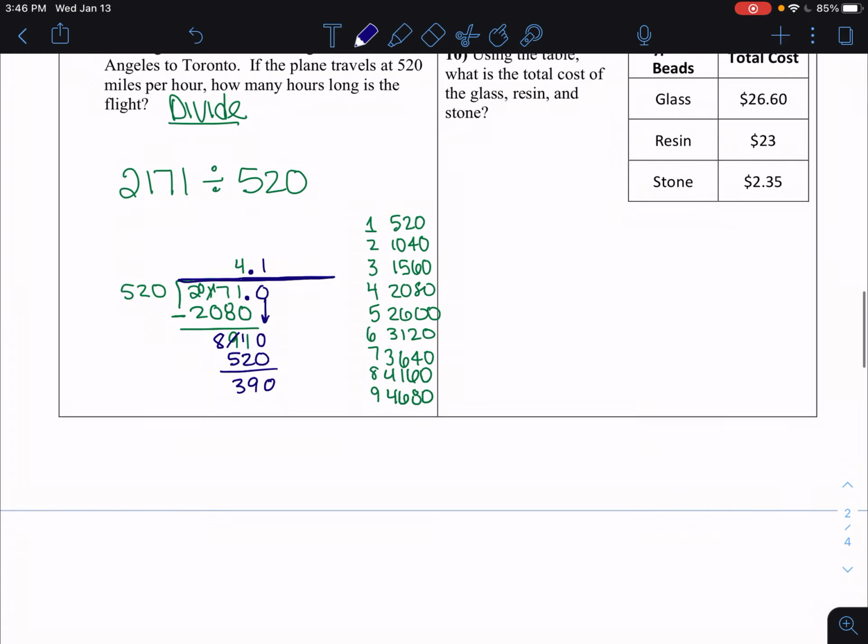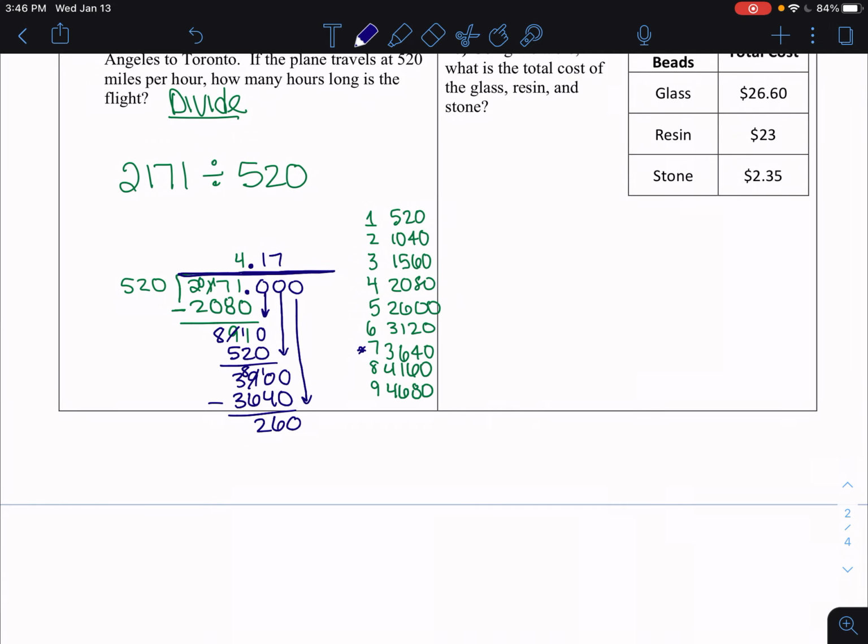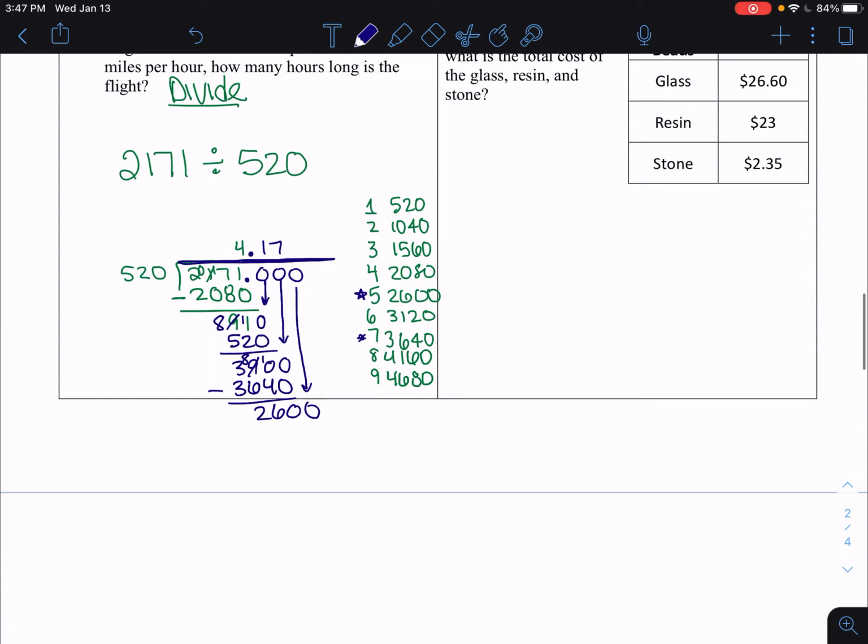520 cannot go into 390, so I am going to bring down another 0. 520 goes into 3,900 7 times. So 3,640. So 0, 6, and then 2. 520 does not go into 260, so I'm going to bring down another 0. This should be the last one, because 5 times 520 is 2,600, so this is 5. And there's my happy 0. So how many hours long is the flight? It is 4.175 hours.